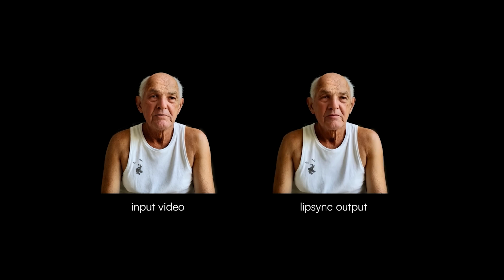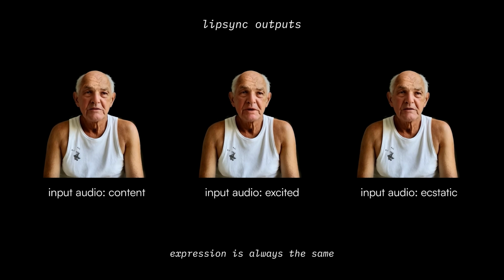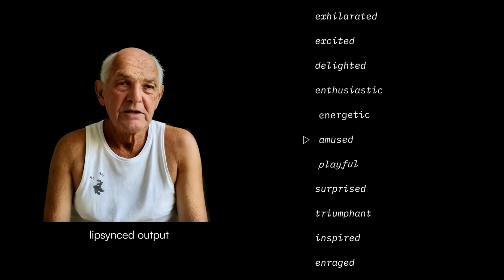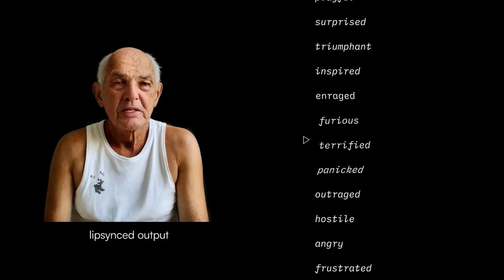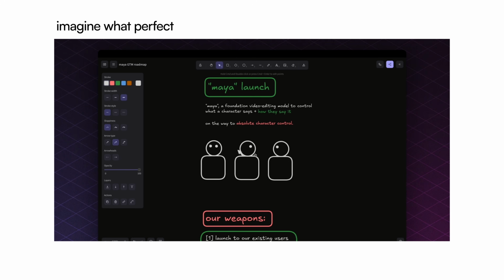The problem is that while the lips move perfectly, the face derives the emotions from the input video, as we're only doing lip syncing at the moment. Whether the audio is happy, sad, or angry, the expression is always going to be the same. To solve this, we need a way to control facial expressions. The user should be able to pick and choose any emotion that they want to apply to the output lip sync. Imagine what perfect and absolute character control actually gives you.